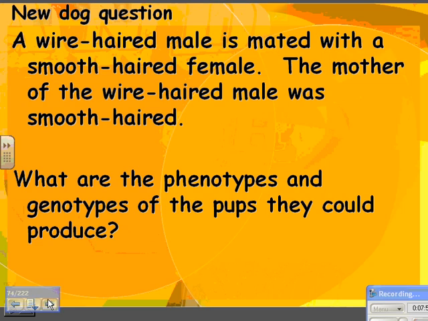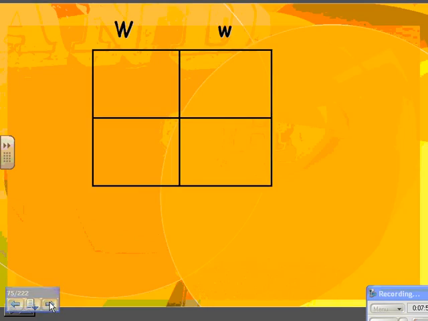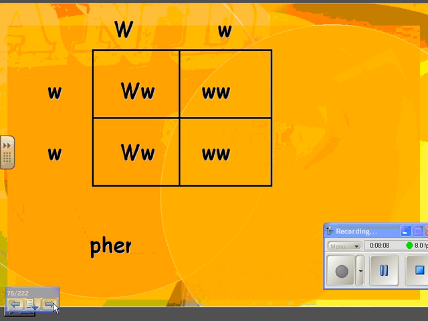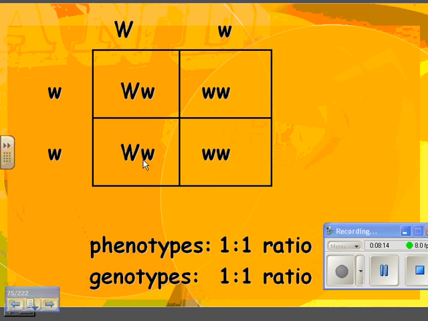What are the phenotypes and genotypes of the pups they can produce? So we know one of them had to be big W, and the other one was little w, and here are the offspring that they could produce. So 1-to-1 ratio, half of them wire hair, half of them smooth hair. Genotypes are also half and half, heterozygous and homozygous recessive.